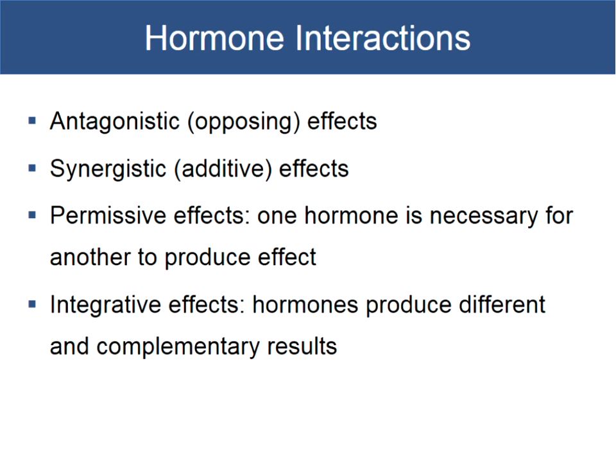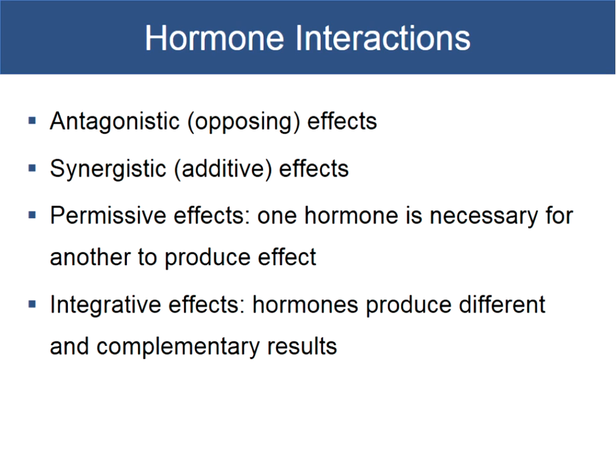And the way that hormones interact with one another is that they can have opposing effects, like insulin and glucagon. One increases blood sugar level, one decreases blood sugar level. They can have synergistic effects too. So a synergistic effect would be the additive effects overall.